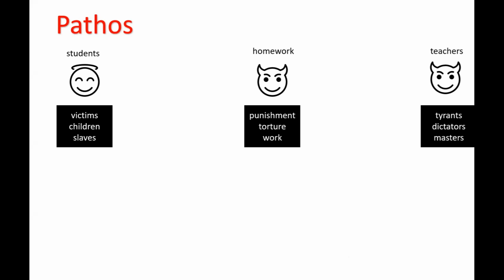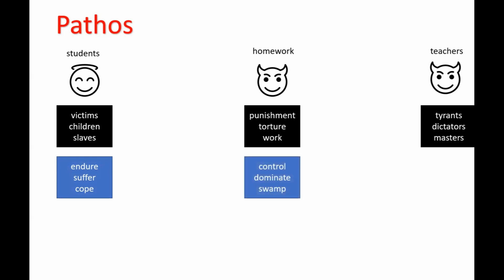But we can also start linking these nouns to verbs. Think about the students: they endure, suffer, and cope. Notice that I'm giving threes, because then we can start forming triplets and building those in. The homework controls, dominates, and swamps, and the teachers inflict, force, and push. So we're adding to this as we go along.